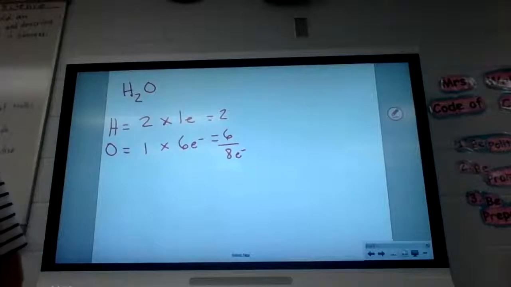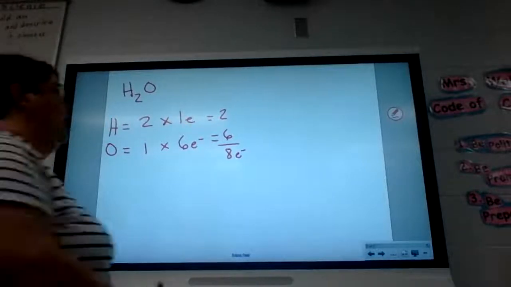Okay? So step 2 is to do what? Find the central atom. Who's going to be my central atom? Why am I picking O? There's only 1 of it. Okay? So we're going to put O in the middle.